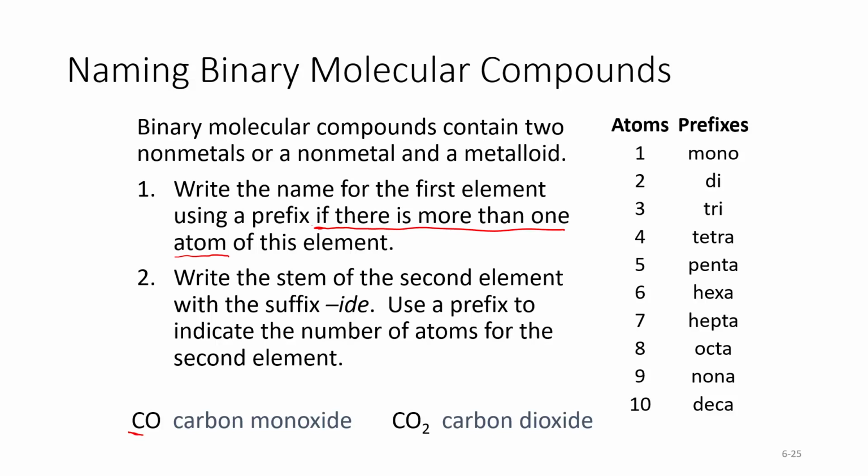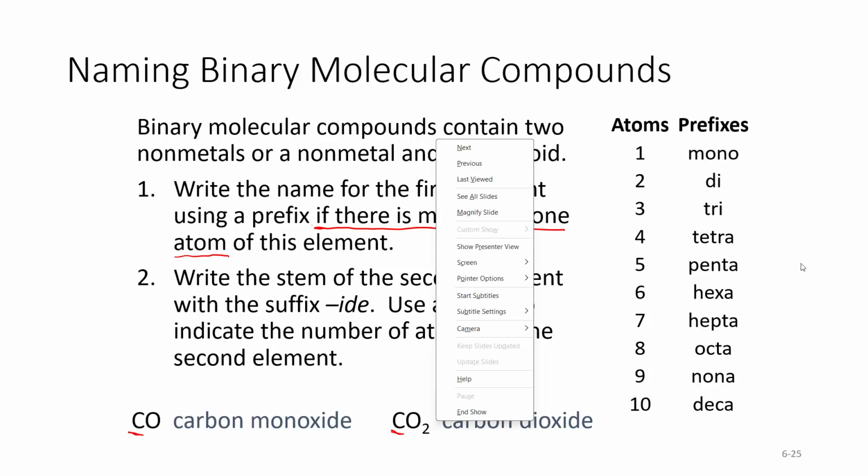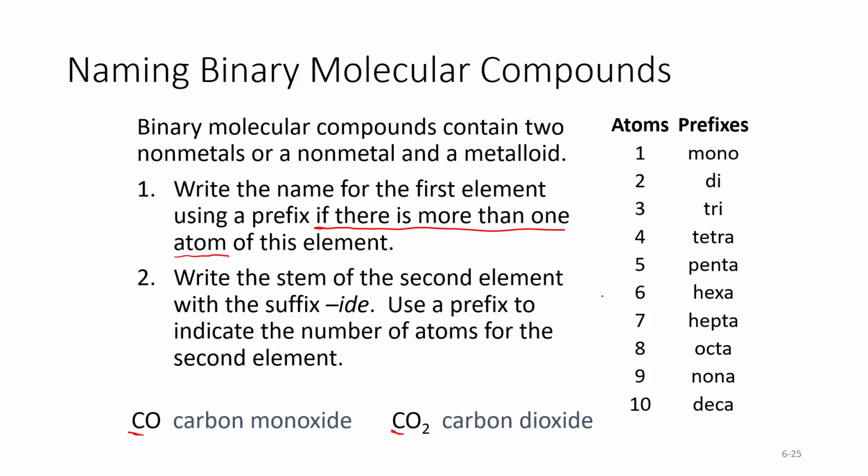Here's all of our prefixes. When we're talking about one, we typically use mono unless it's the first word of the name. If it's the first element, we do not put mono. So there's one carbon, so we just say carbon because that's the first name. There's one oxygen, so we're putting monoxide. CO2, again, starts with carbon, and there's only one carbon, but since it's the first word, we just say carbon. And then there's two oxygen, so we're going to say dioxide.